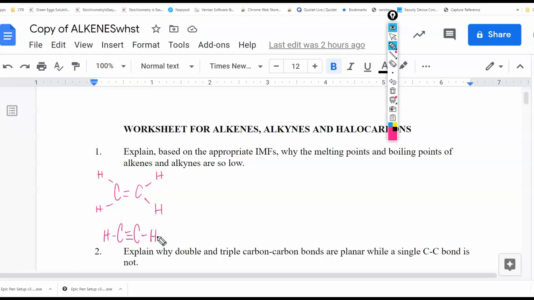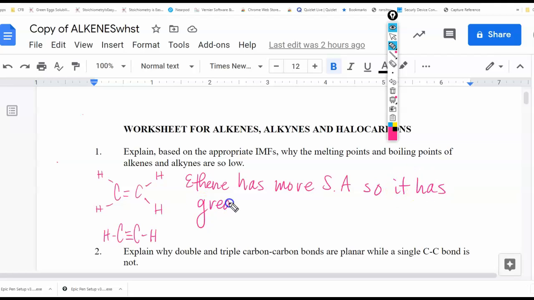is that ethene has more surface area, so it has greater London dispersion forces, so it has higher boiling points.